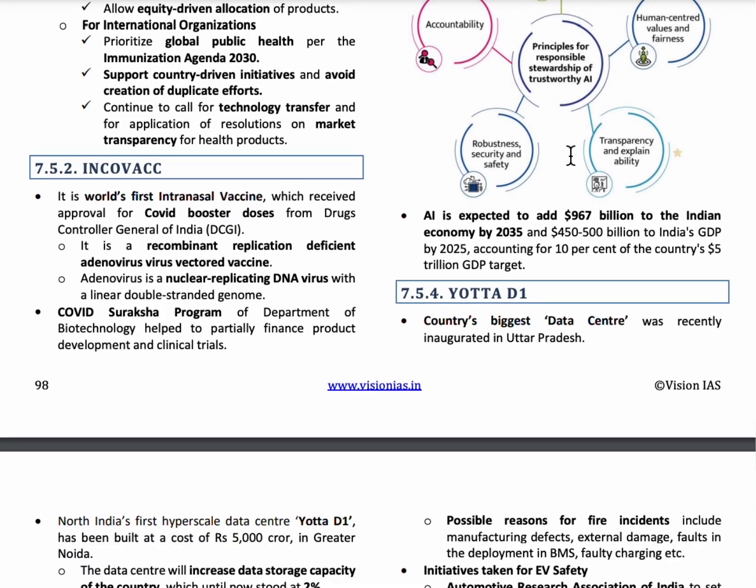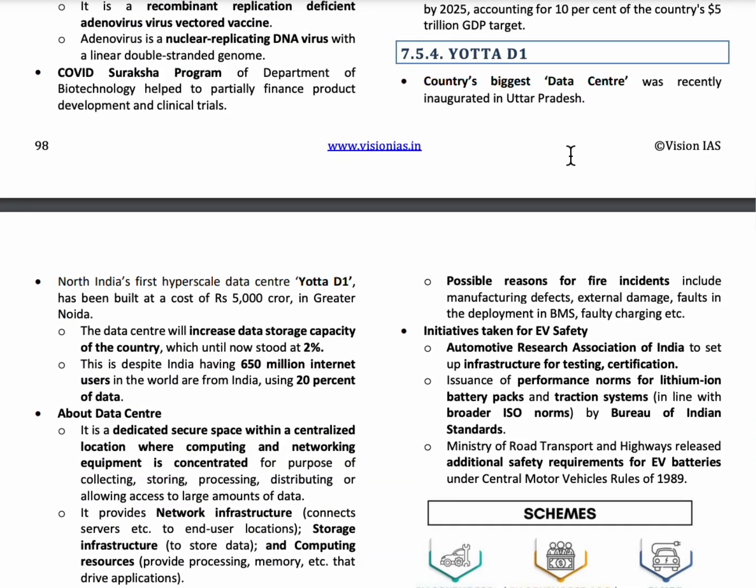The next topic is Yotta D1. So it is India's biggest data center built at Greater Noida. So data center is the dedicated space within the centralized location where computing and networking equipment is centralized for the purpose of collecting, storing, processing, distributing or allowing access to the large amount of data.